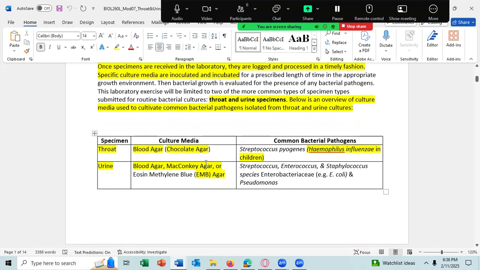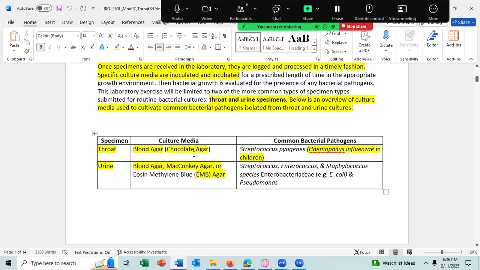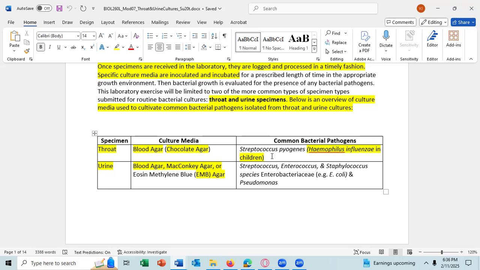For the throat, we only have 2 culture media that we use. Most of the time, we'll be culturing the throat cultures on blood agar. Some of the time, especially in the case of small children and infants, we will also use chocolate agar. Streptococcus pyogenes is the main pathogen obtained from throat cultures. Streptococcus pyogenes, if you do not know, is the bacteria species that causes strep throat.